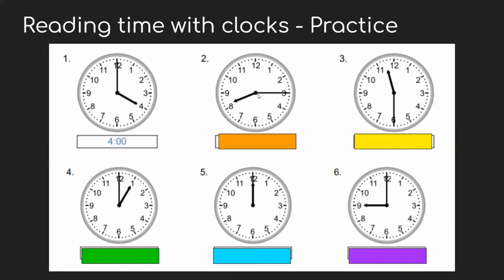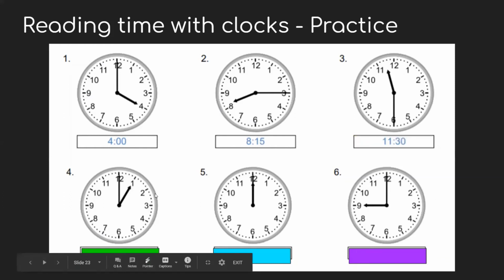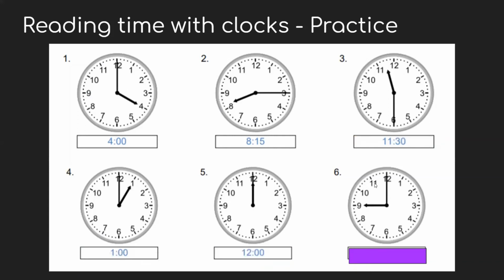Then for number 2, the hour hand is pointing somewhere in between 8 and 9, and the minute hand is pointing at the 3. So our time would be 8:15. For number 3, using the same logic, we would have the answer 11:30. For number 4, we would have 1 o'clock. For number 5, 12 o'clock. And for number 6, 9 o'clock.